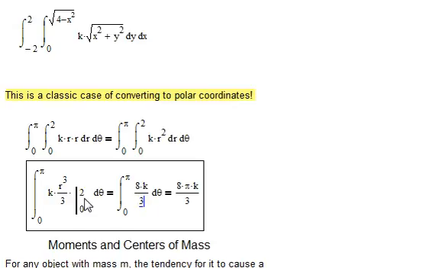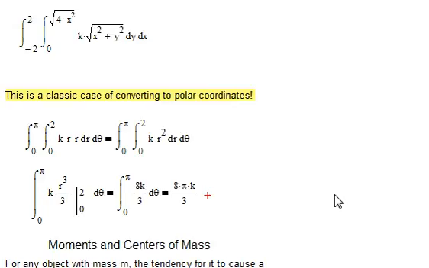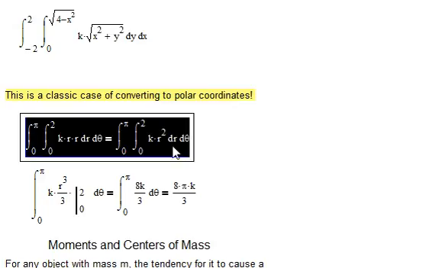So we get 8 over 3 times k, d theta, theta going from 0 to pi. Well, that's too easy: 8k pi over 3. Very nice. Very easy problem in polar coordinates.